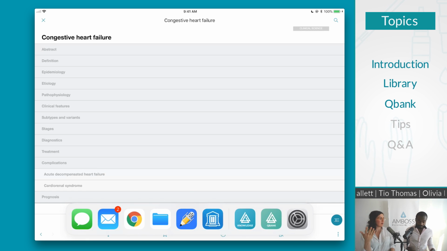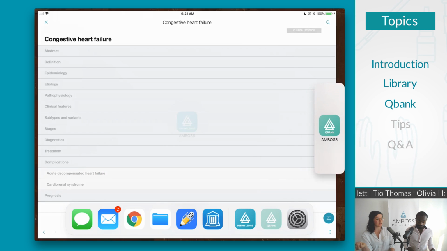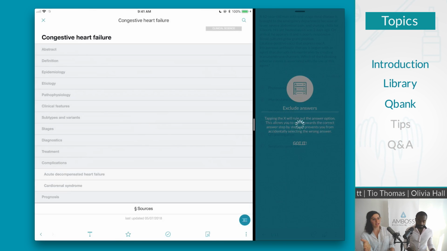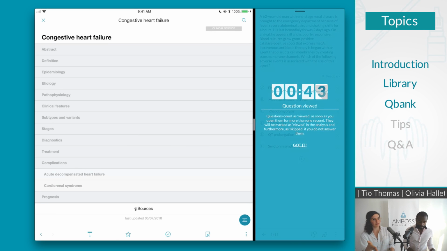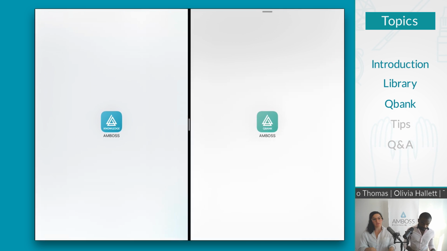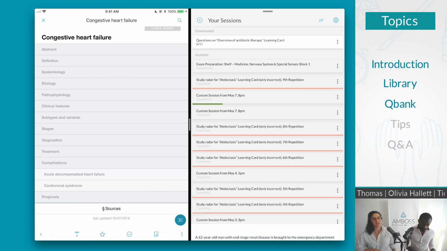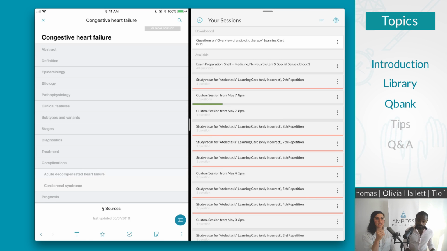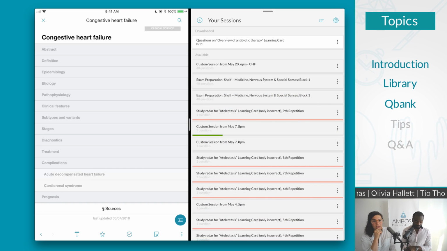And then if we go over to our Knowledge Qbank, which is the other app, we can open up that Qbank again, side by side with the library. And if you guys have an iPad Pro, this allows you to keep your library and your Qbank in conjunction with each other. So we can see here that we have a couple questions from our antibiotic therapy learning card at the top, but we also have available this CHF custom session that we were looking at. So we can click that and open it.